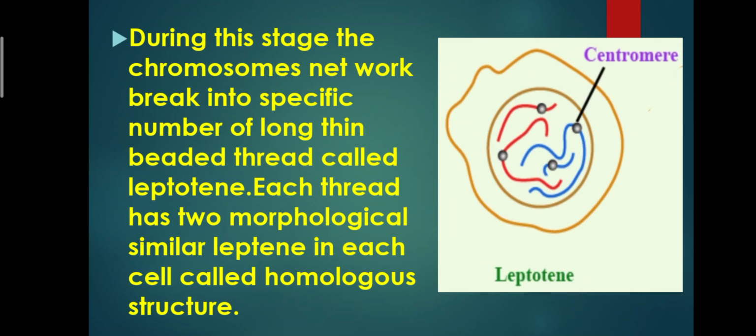During this stage, the chromosome network breaks into a specific number of long, thin, beaded thread-like structures called leptotene. Each thread has two morphologically similar leptotene in each cell called homologous structure.